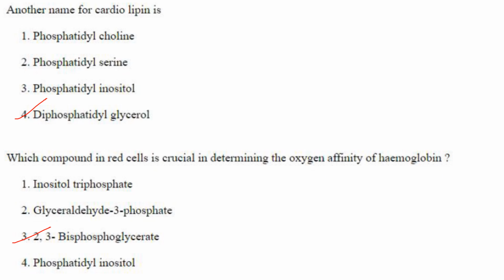And from where do the red cells get 2,3-bisphosphoglycerate? That is produced from glycolysis. Then inositol triphosphate, option 1, it is involved in cell signaling. Glyceraldehyde 3-phosphate, it is an intermediate of glycolysis but it doesn't have anything to do with oxygen affinity of hemoglobin. Then phosphatidylinositol, it is a component of cell membrane and it also doesn't have anything to do with oxygen affinity of hemoglobin.